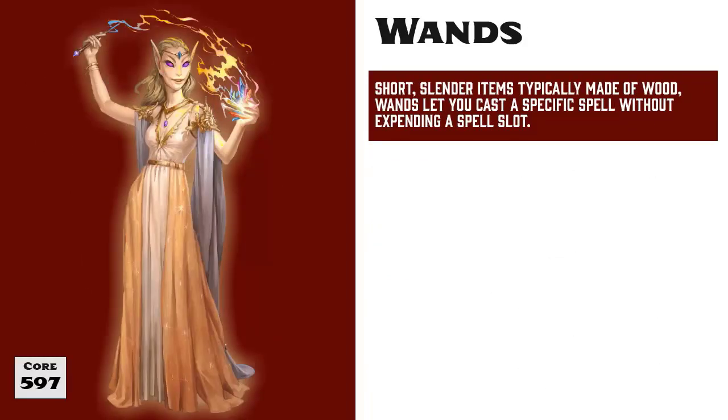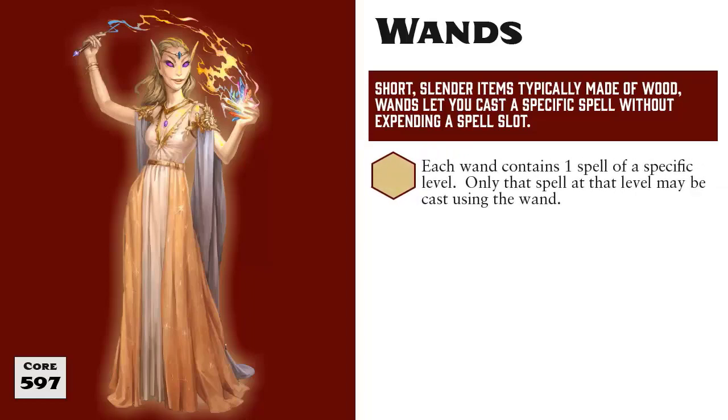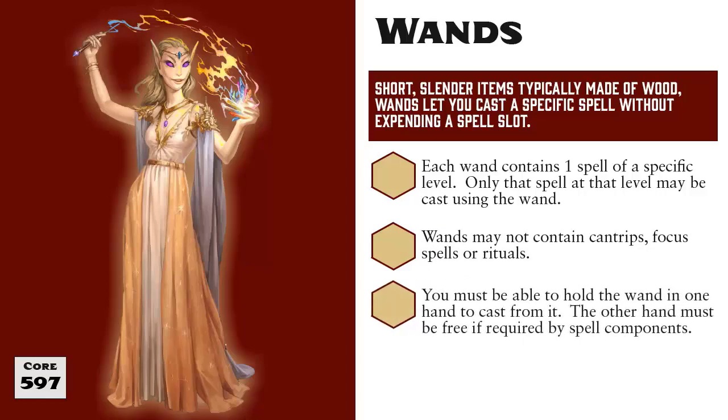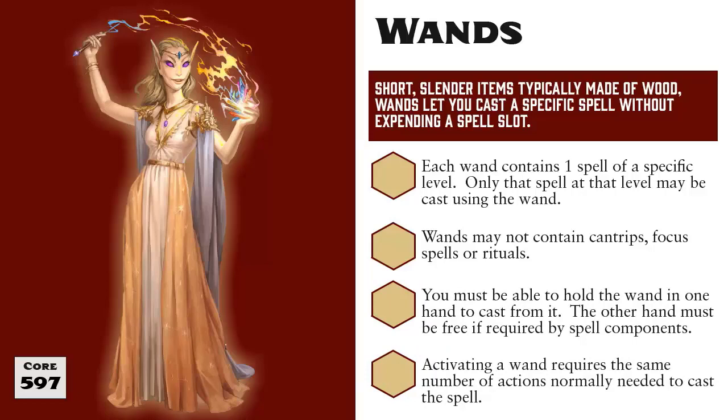Next, let's talk about wands. Wands function almost identically to scrolls. Using a wand does not consume a spell slot. Each wand holds one spell of a given level and can only be used to cast that spell at that level. Only regular spells may be cast with wands, no cantrips, focus spells, or rituals. Casting a spell with a wand requires you to hold it in one hand and spend the same number of actions as usually needed to cast the spell.